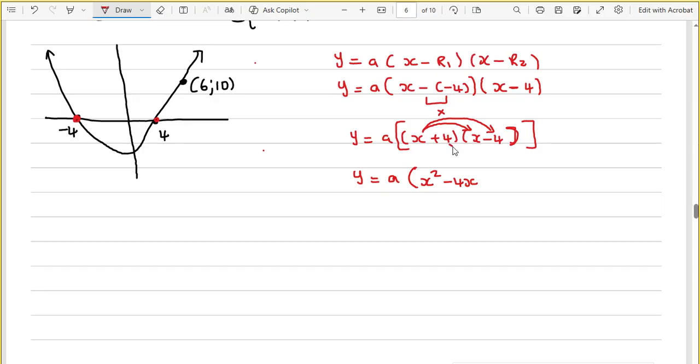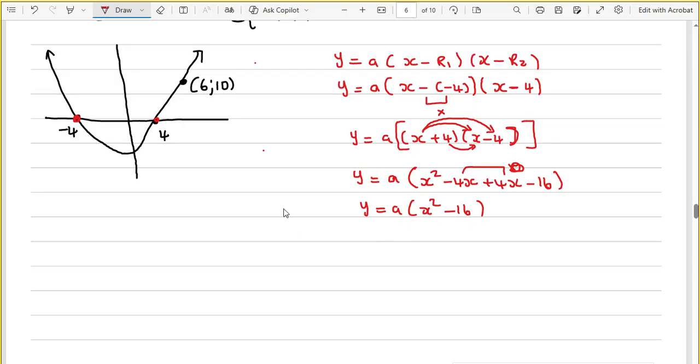Then you do the same with this 4. You multiply everything inside the second bracket by that 4. So 4 times x, that's positive 4x. 4 times minus 4, that's minus 16, I'm sorry. So now I'm going to add the like terms. This is x squared. The minus 4x and plus 4x cancel, they give us 0. So minus 16. Since those two are like terms, they cancel. So now this is what you have: y is equal to a into (x squared minus 16).